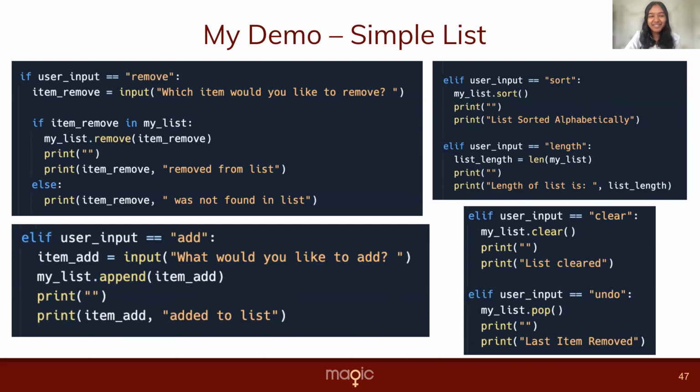I have a couple of images of the code and the different commands on the page. The code that I wrote for this project is simple since it's a simple list. Each command is written inside of an if statement, except for remove, which is in an if-else statement. This is there because the computer needs to check if the item is in the list. If it isn't in the list, then the computer can't remove it and prints item not found in list.